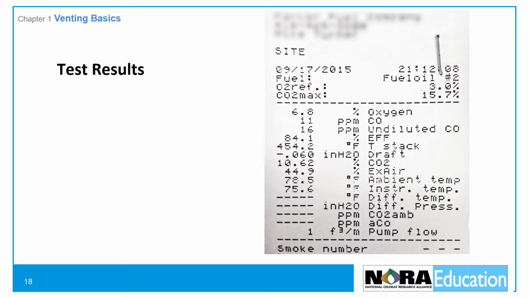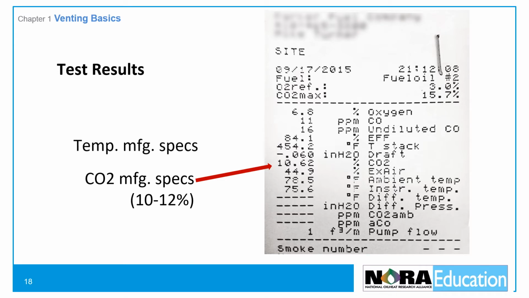When performing a combustion analysis, it's important that the appliance manufacturer's guidelines are followed regarding draft, carbon dioxide, oxygen, and stack temperatures. Most of today's oil heat systems operate in the 10 to 12% carbon dioxide range with zero smoke and net stack temperatures of 350 to 450 degrees. In addition, carbon monoxide levels in the flue gas are typically less than 40 parts per million and should always be lower than 100 parts per million.